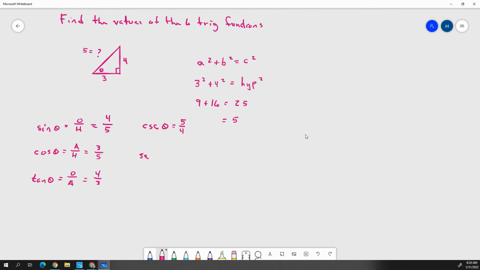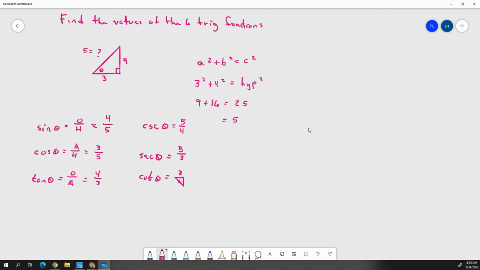Secant, which is the inverse of cosine, so we could just flip them over. And we have cotangent, which is the inverse of tangent. So again, we just flip them over. So that's not hard, right? It's not super mathy. The most mathy thing we had to do there was find that missing side length. And that is going to happen to you in the actual assignment.